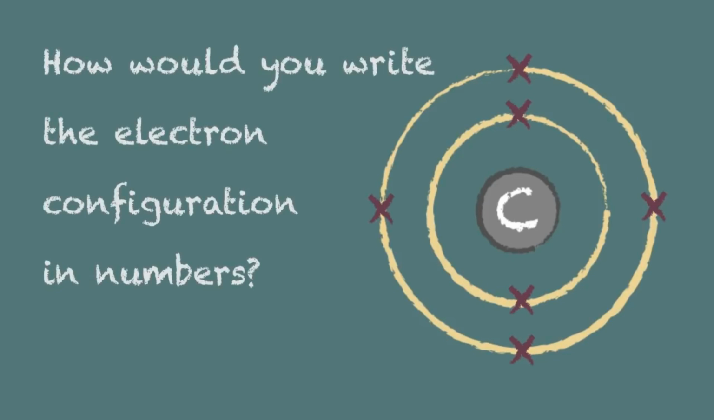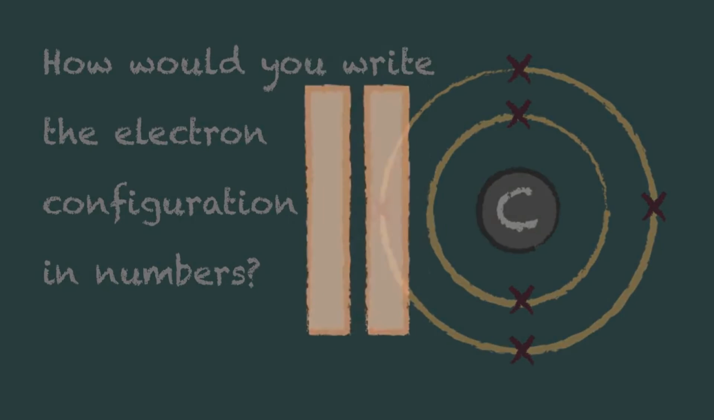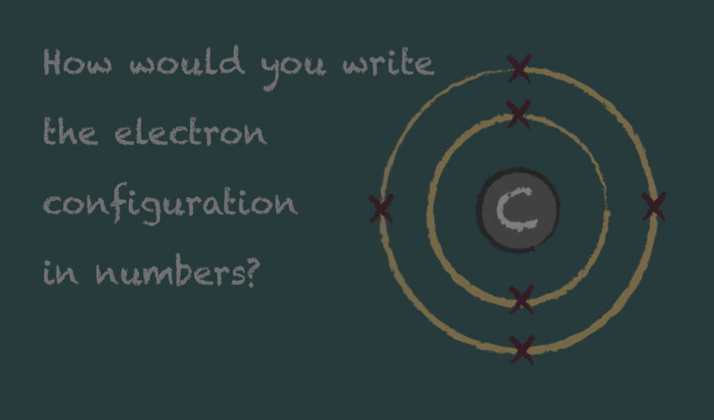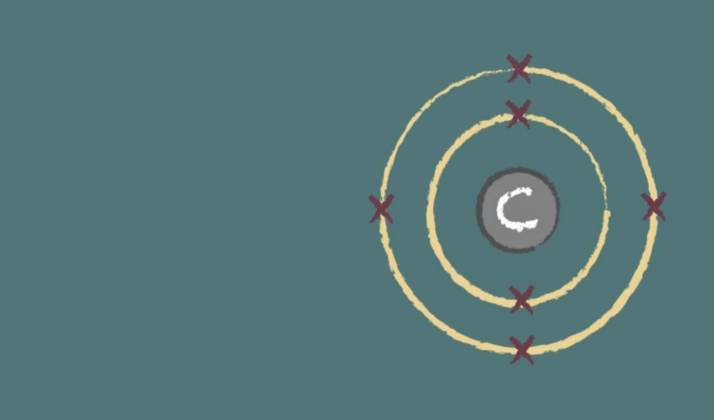Now, how would we write this electronic configuration in numbers? Pause the video again and try this too. The answer is 2.4, as the first shell here has 2 electrons and the second shell has 4.